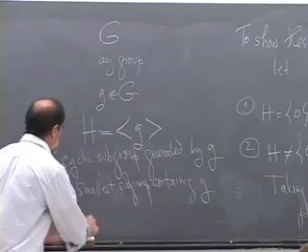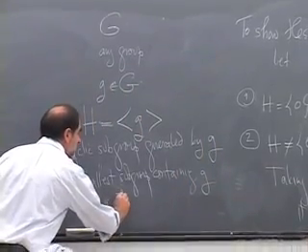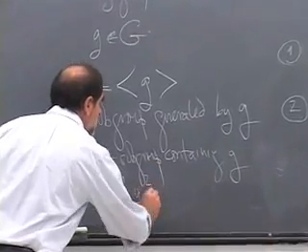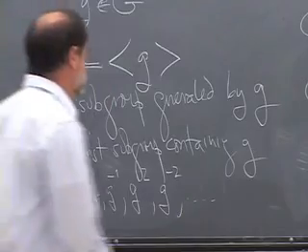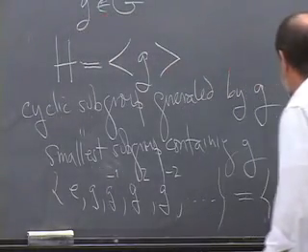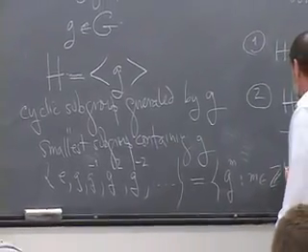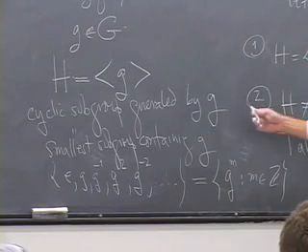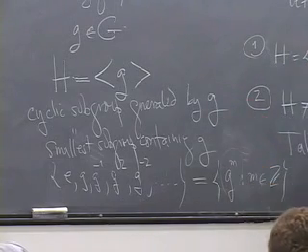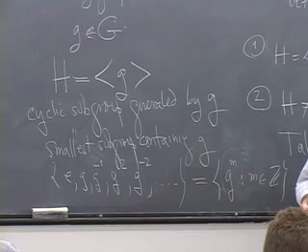So it consists of things like e, g. Since it has g in it, it has to have g inverse in it. Then it has to have g squared in it. Then it has to have g to the minus 2. So it consists of all powers of g, where the 0th power is defined to be the identity. Because if you have the element g in it, you certainly have to have all powers of g in it, if it's closed under multiplication and inversion.